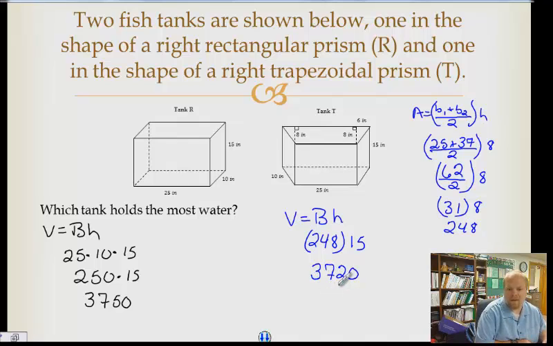Now let's make sure we have it labeled correctly. It's inches cubed. And we have inches cubed over here. Now the question is asking which one holds more water. Well, tank R holds more water by 30 cubic inches. So if we were trying to figure out which one is the better buy for the most water, it would be tank R. Now, we're going to build on this, so don't lose this work. Okay, then now let's see how we're going to build on it.